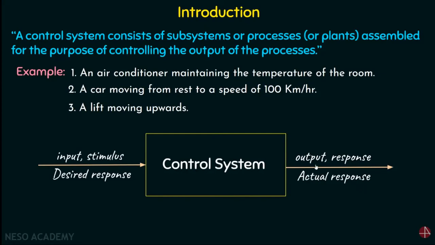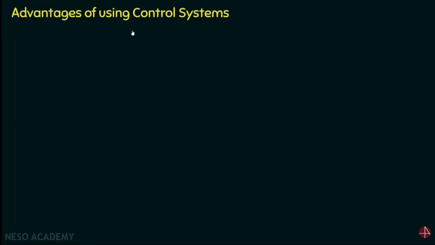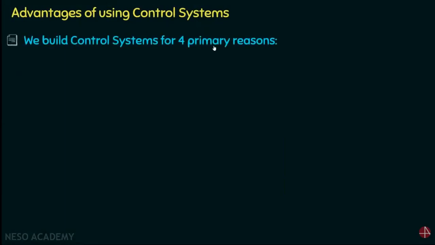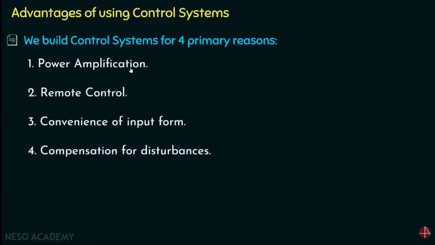Now let's move on to the question that why we should study control systems or the advantages of using control systems. We build the control systems for four primary reasons: power amplification, remote control, convenience of input form, and the compensation for disturbances. We will understand all these reasons with the help of a practical example.